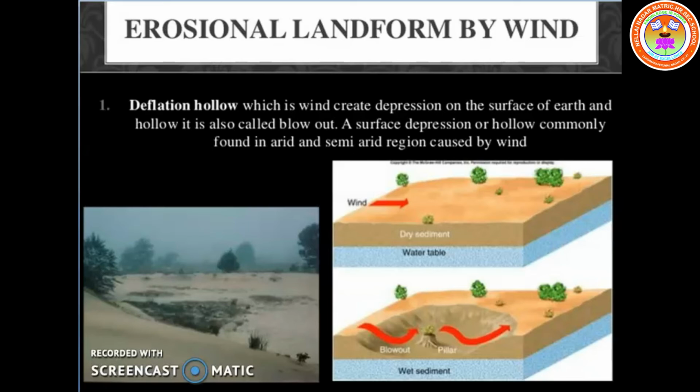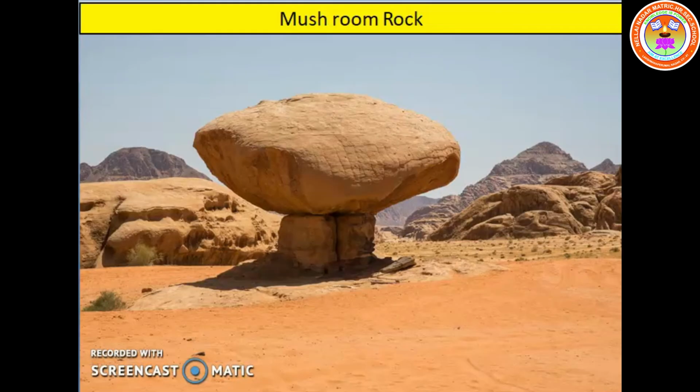First one, mushroom rock. Rocks are made up of hard and soft layers. When a rock's bottom is soft, the sand-laden winds blow against it and wear it down. By the constant wearing down action of the wind, the bottom gets eroded away to form a mushroom-like structure. This is called mushroom rock or pedestal rock. These types of rocks are found near Jodhpur in Rajasthan, that is in the Thar desert.